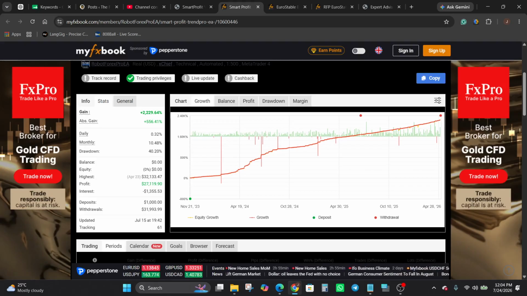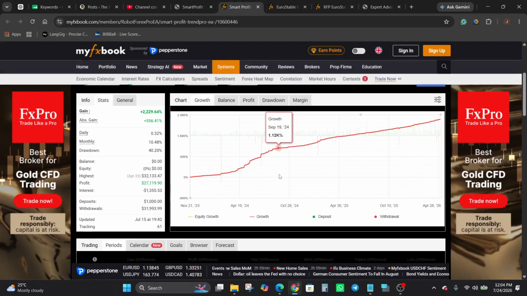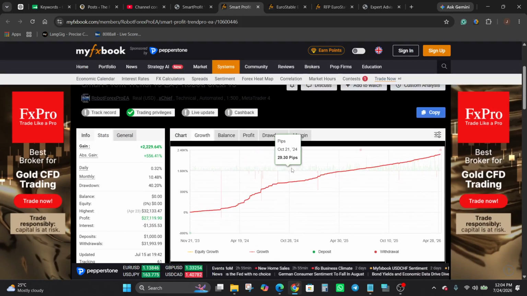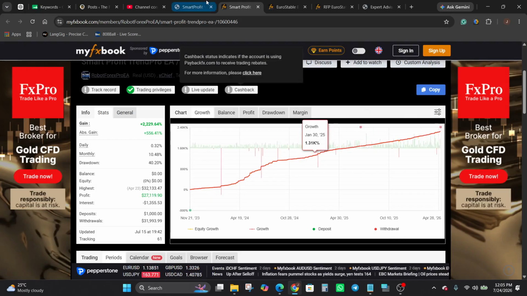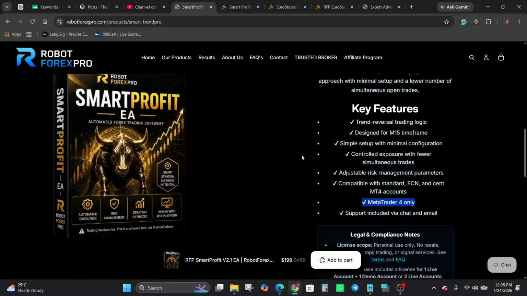Because this is a single account with no separate broker comparison shown, there is less to cross-reference here than with some of the other EAs in this lineup. So it is worth treating this one number set as a starting point for your own research rather than the full picture. Now let's head back to this listing here.